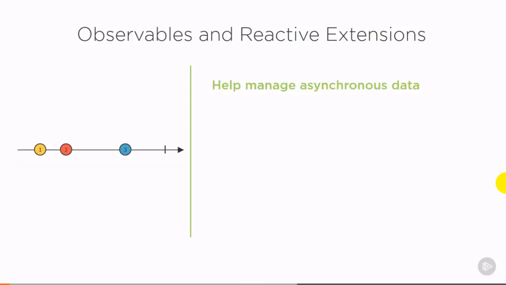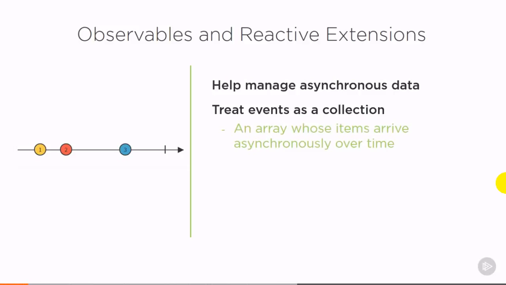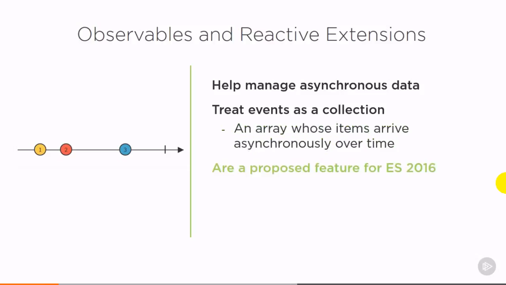Observables help us manage asynchronous data, such as data coming from a back-end service. Observables treat events as a collection. We can think of an observable as an array whose items arrive asynchronously over time. On the timeline to the left, the first marble comes in, then the second, and sometime later the third. Observables are a proposed feature for ES 2016, the next version of JavaScript. To use observables now, Angular uses a third-party library called Reactive Extensions. Don't confuse this with React, which is another thing entirely.